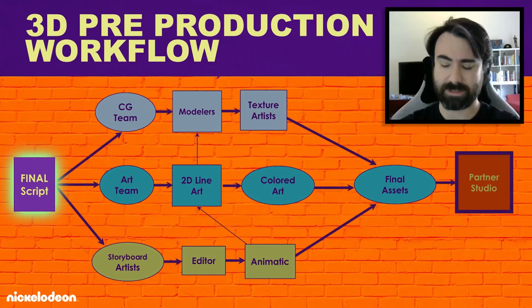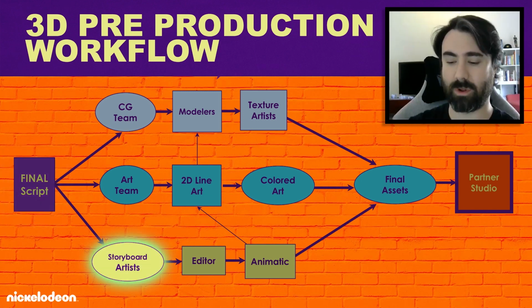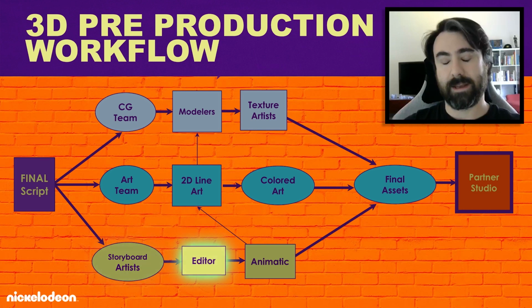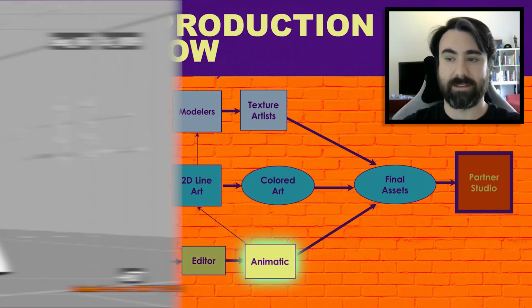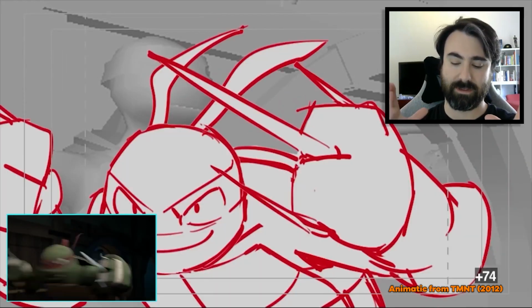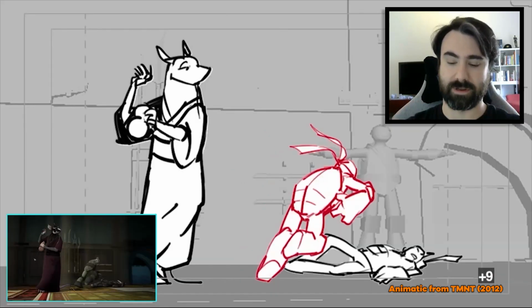You get a script. A script will get drawn out into storyboards, which are still frames that represent the whole episode of that particular TV show. Those storyboards will then get cut together by an animatic editor, and the animatic editor will make an animatic. So that's a moving picture. Basically, they take those drawn frames and make the timed show that you'll see in rough and loose drawings.